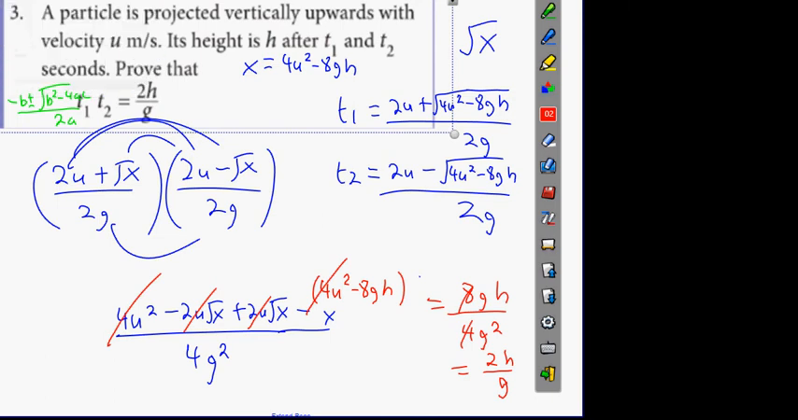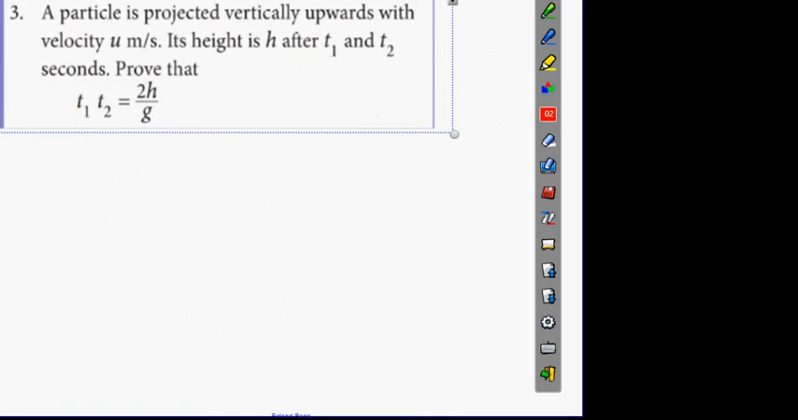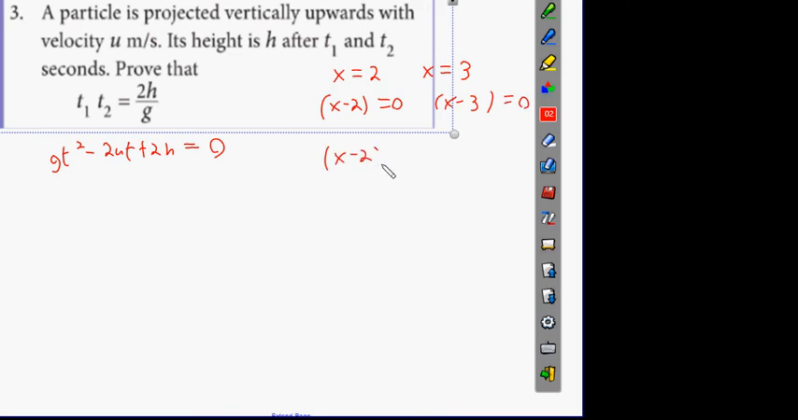So what I'm going to show you next is a trick to do the same equation again. Now, can somebody give me the quadratic I had before I began? gt squared minus 2ut plus 2h equals 0. Now guys, all quadratic equations, for example x equals 2, x equals 3, stem from x minus 2 equals 0, x minus 3 equals 0. You then multiply this out into x minus 2, x minus 3 equals 0. When you multiply this out, it's x squared minus 5x plus 6 equals 0. Is that alright?